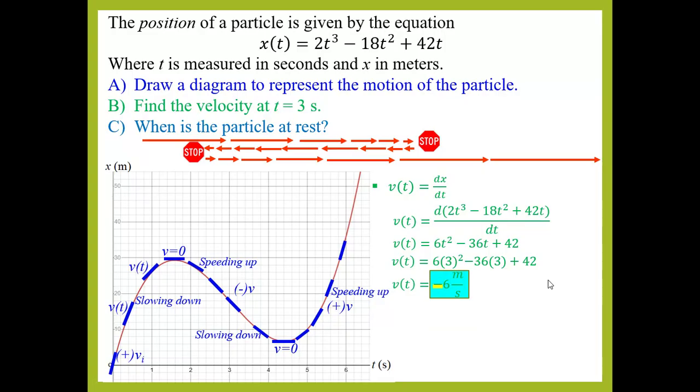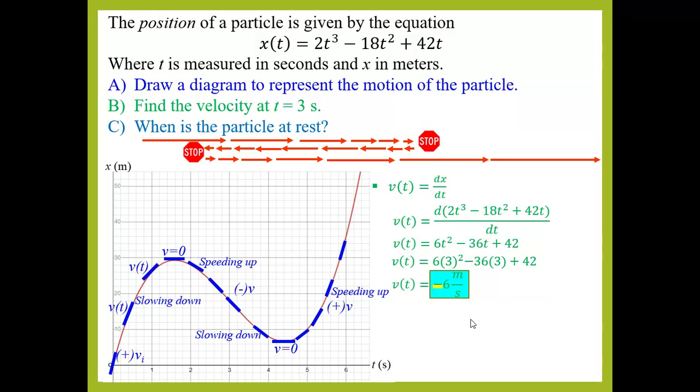To make sure my answer makes sense, I'm going to go back to the graph here where I'm circling. There's 3 seconds. I'm going to go up and touch the graph, and that is a negative tangent line. So therefore, my answer makes sense. It is a negative value. So hopefully my calculator works on point for that one. All right, let's do part C.